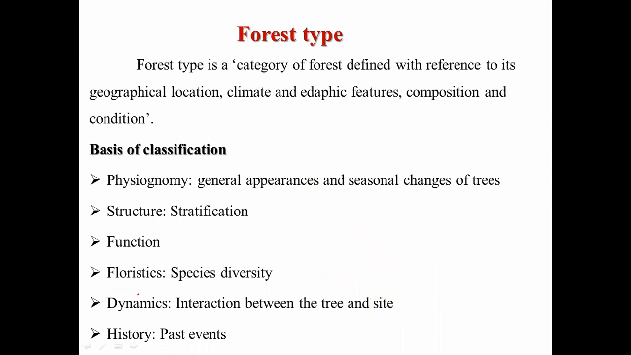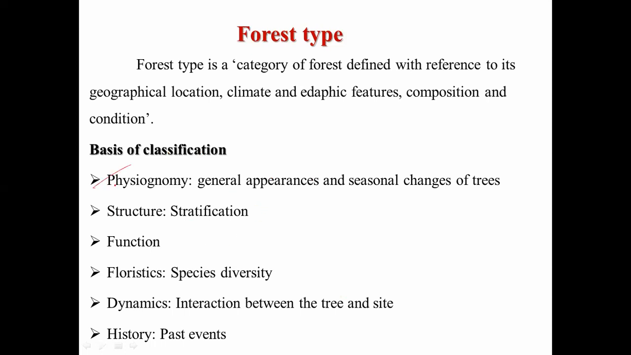That comes under your dynamics. Apart from this, there is another basis called the past event. There is a history: how the forest was in the earlier period, and what is in the existing. That is also one of the bases for the classification of the forest.